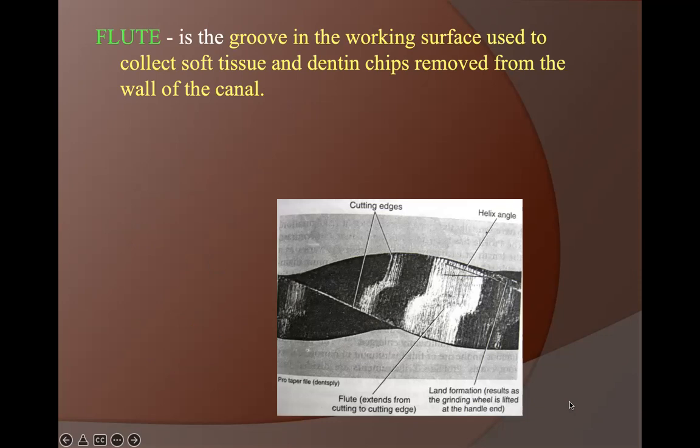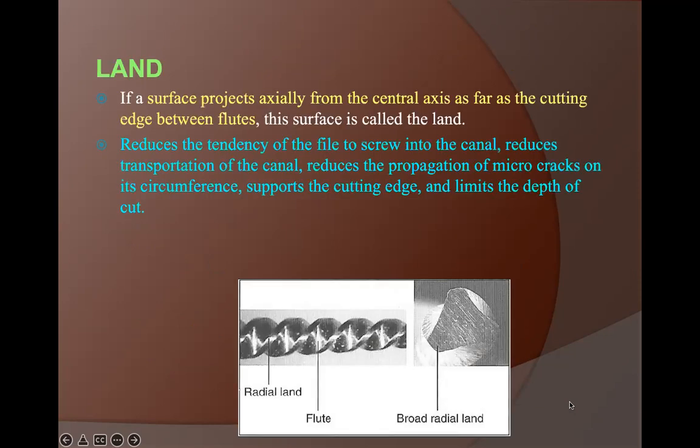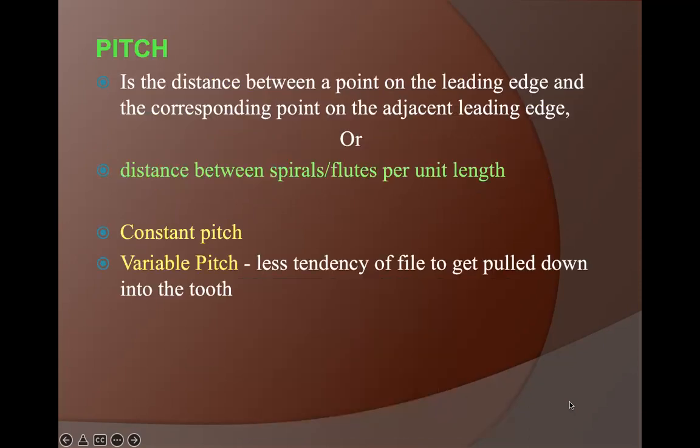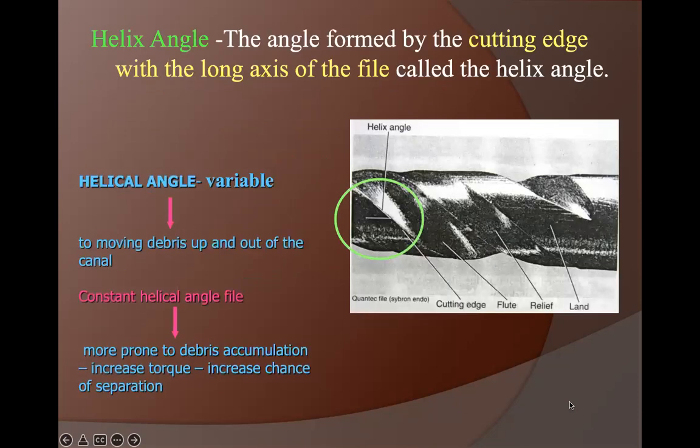Flute is nothing but a groove in the working surface used to collect the soft tissue. Land is a surface that projects axially from the central axis as far as the cutting edge between flutes. This surface is called land. These are the different design characters of a rotary file. Pitch is the distance between spirals and flutes per unit length. We have files with constant pitch and variable pitch. Helix angle is the angle formed by the cutting edge with the long axis of the file.